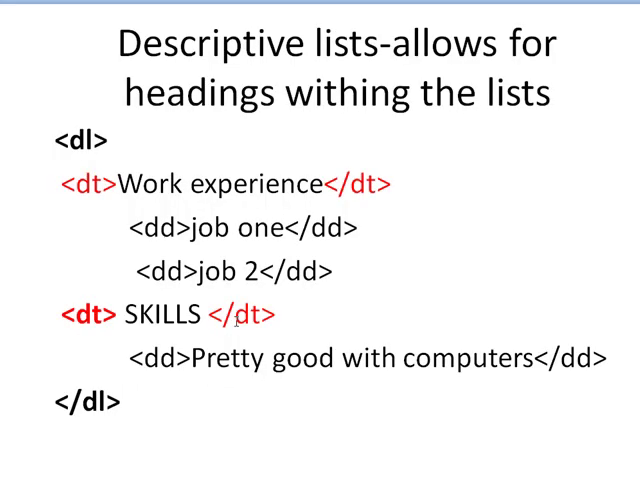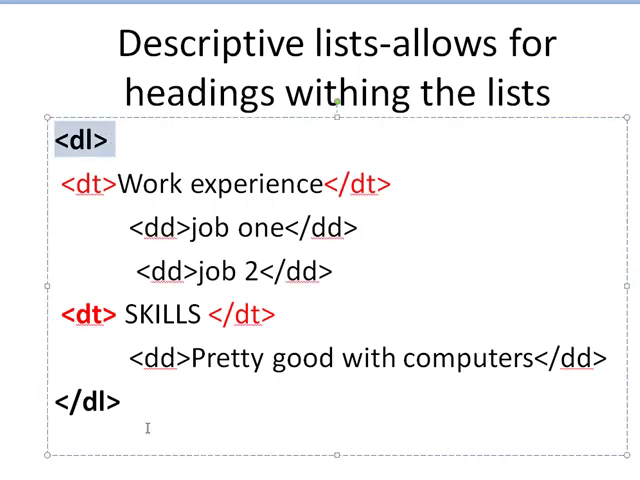The third type of list is called the descriptive list, and this one is kind of cool. It allows you to have headings within your list. This one is really great for resumes, for example, like I have set up here. First of all, you wrap the whole thing in the DL tag, saying this is a descriptive list. And then anything that you want to stand out as a title, you wrap in the DT tag. And then each individual thing that you want to be indented is wrapped in the DD tag for descriptive data.